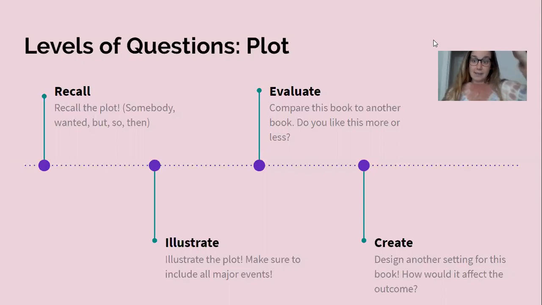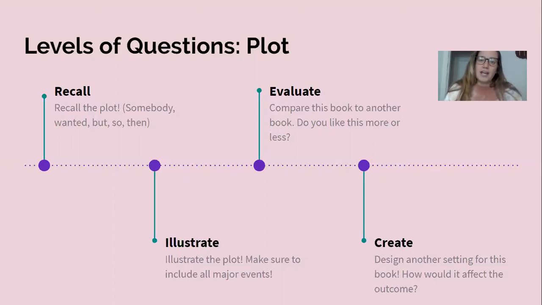Our highest step on our ladder, which is going to be the thing that requires the most creativity but also helps us learn it the best, is to design another setting for this book. How would it affect the outcome? So now, as our students were talking on Zoom, we started to think about, okay, what is another setting that this could take place? Some of the kids said, well, I've been trapped in my house for days. What about if there was a troll in my house? How would this story be the same if I had a troll in my house? How would it be different?